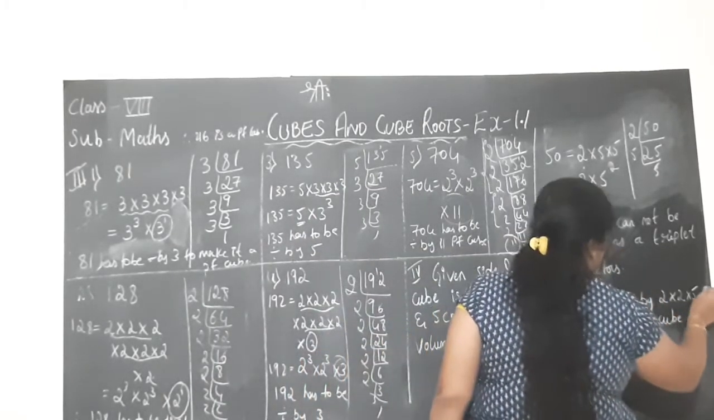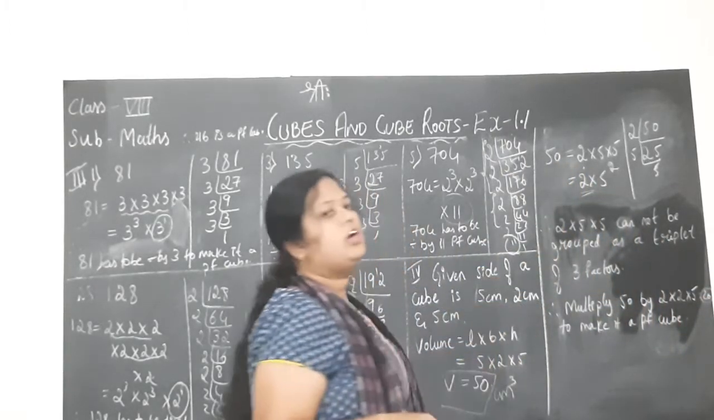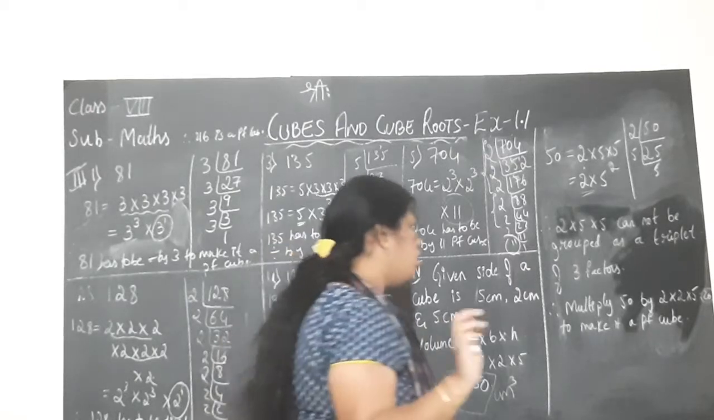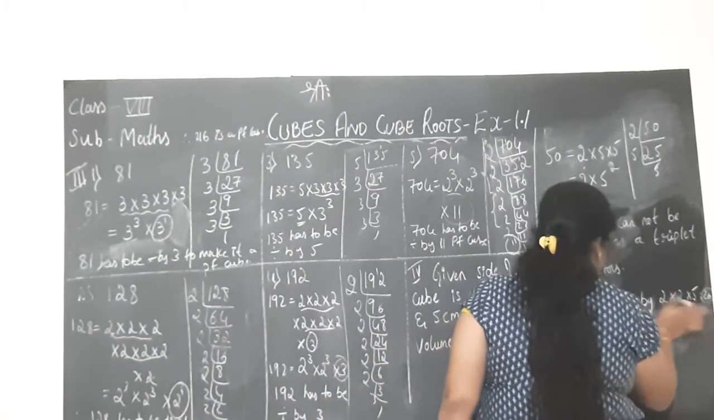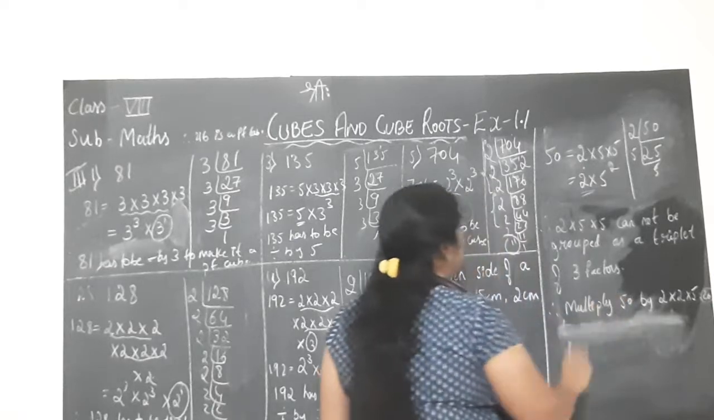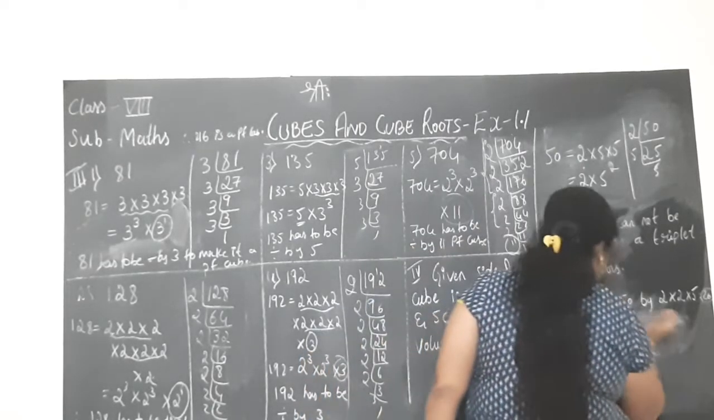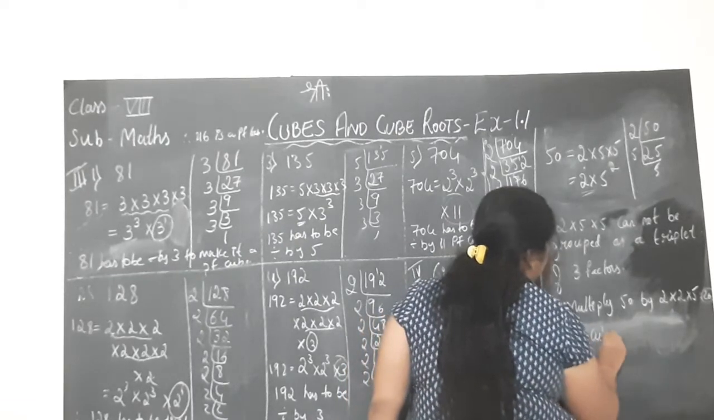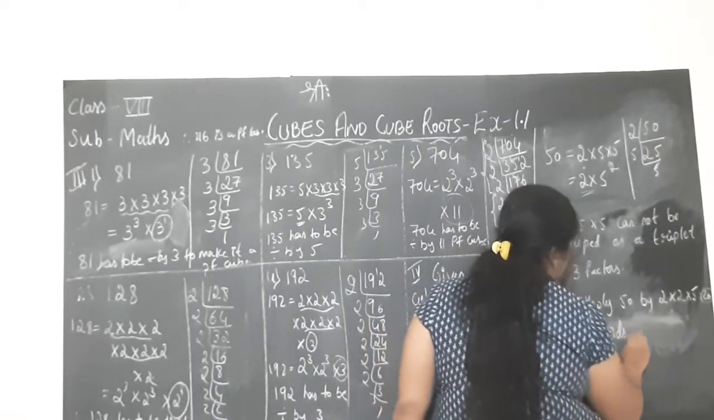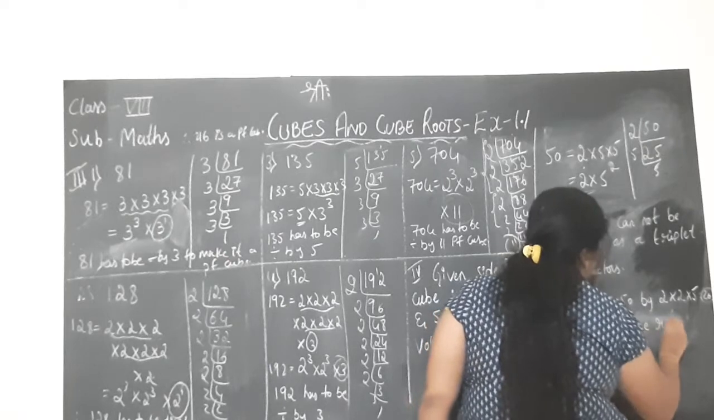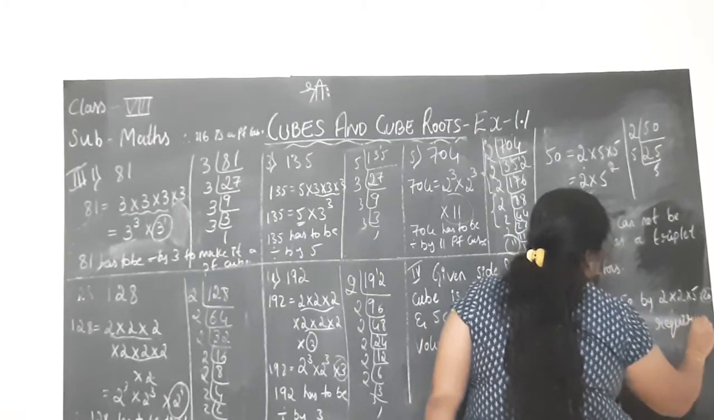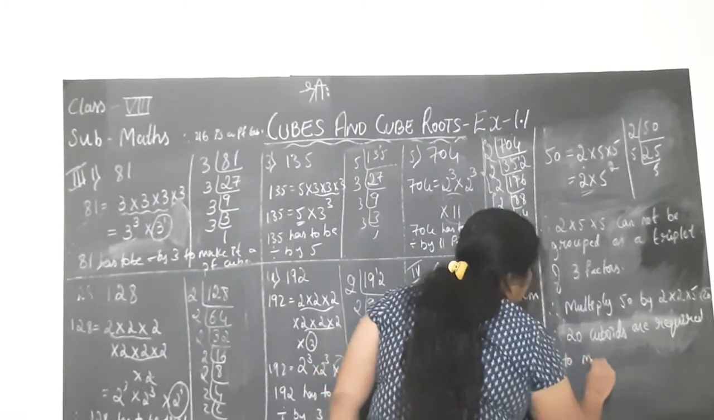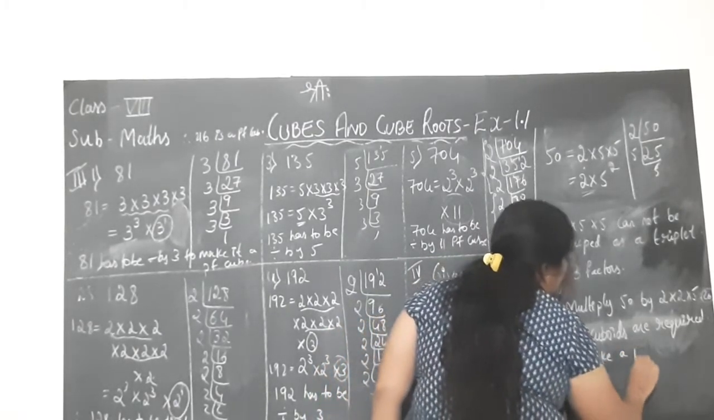If you multiply 50 with 20, what will happen, children? Sorry, to make a perfect cube, what we will do is just multiply this 50 by 2 into 2 into 5, which gives us 20. Therefore, you will write 20 cuboids. Whatever the product we get, so many cuboids are required to make a perfect cube. So we will conclude, 20 such cuboids are required to make a perfect cube.